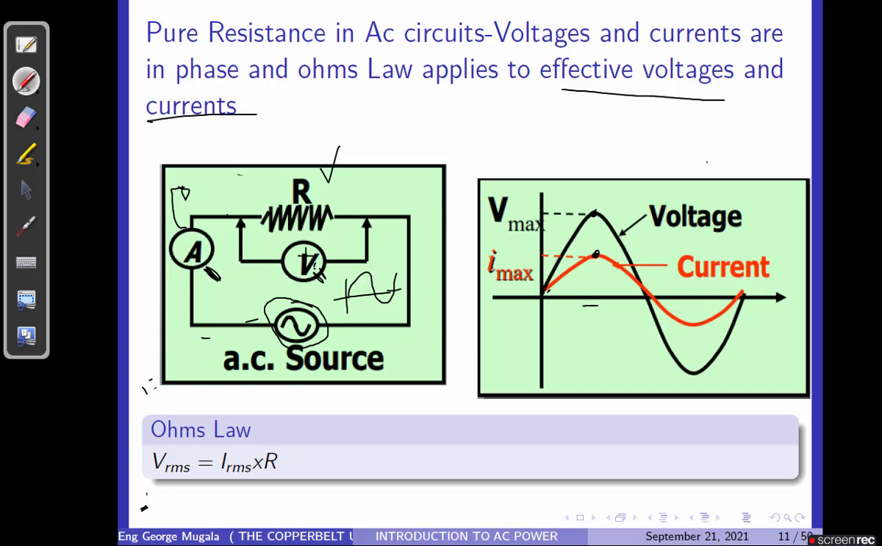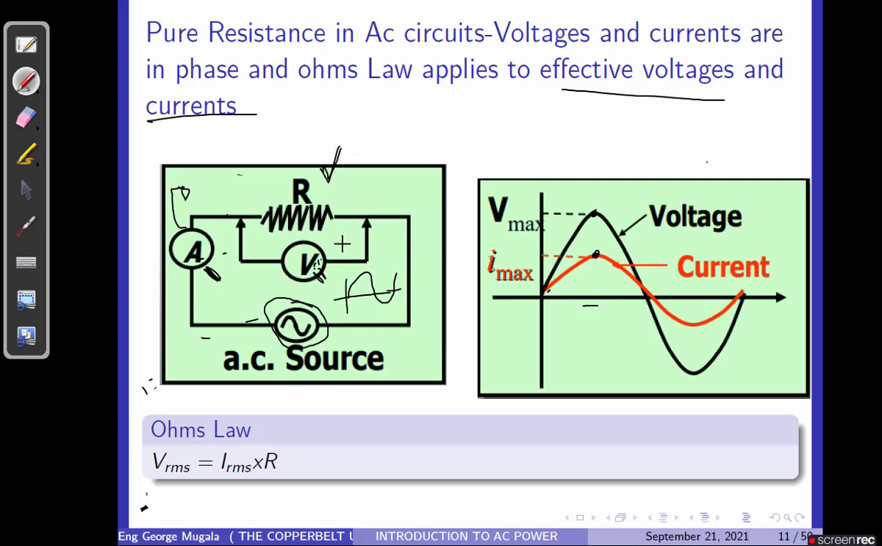So here, what we are recording are effective values. And we can actually apply Ohm's law to effective values. In other words, the value that we read here will be an effective value. I'll be showing you also with simulations very soon so that you appreciate what I'm talking about. I'll show you in a simulation what I mean by this. But I want you to understand that the values read on the voltmeter and the ammeter will be their respective effective values.